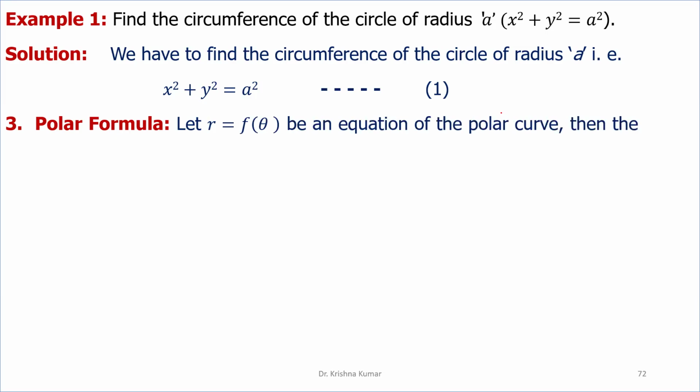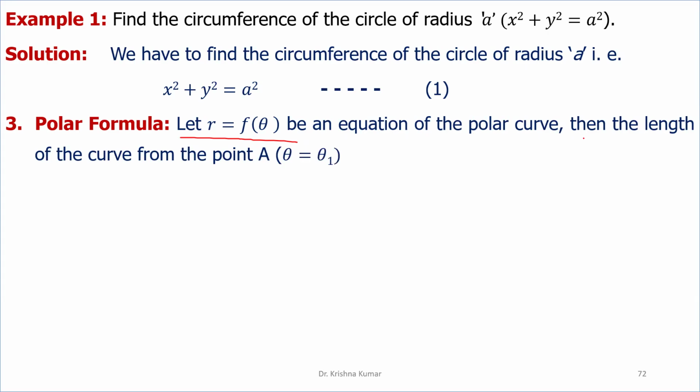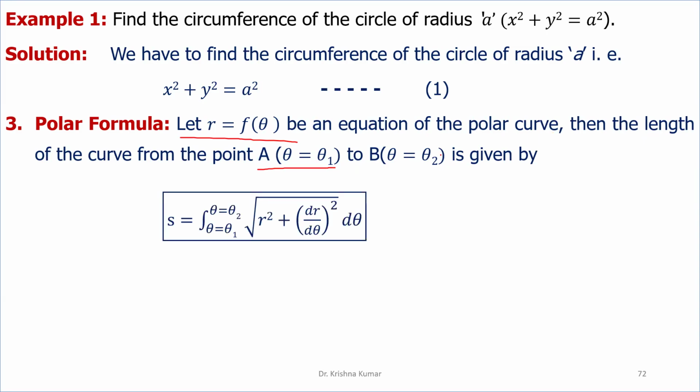So let us first define the polar formula for rectification. Let r equal to f of theta be the equation of a polar curve. Then the length of the curve from point A to B, meaning theta equal to theta 1 to theta 2, is given by s equal to the integral from theta 1 to theta 2 of root over r square plus (dr d theta) whole square, with respect to theta.